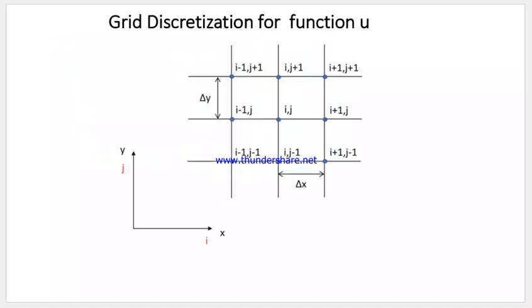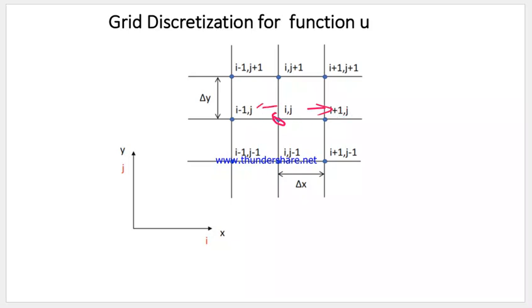So a good example is illustrated here. We can see this is the center point ij. So i refers to the value in the x direction and j refers to the value in the y direction. So this is the center point ij. If you move to the right on the same line, it means our i has increased by 1, but j remains the same.